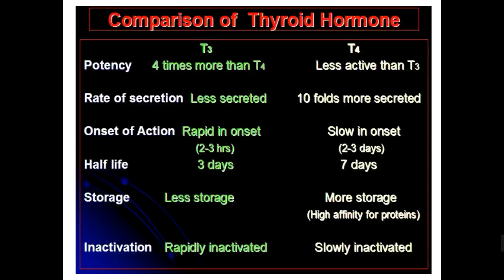A comparison between the thyroid hormones T3 and T4 will draw your attention to their potency, rate of secretion, onset of action, the half-life, storage, and inactivation. As you see, the half-life of T3 is 3 days, while the half-life of T4 is 7 days.